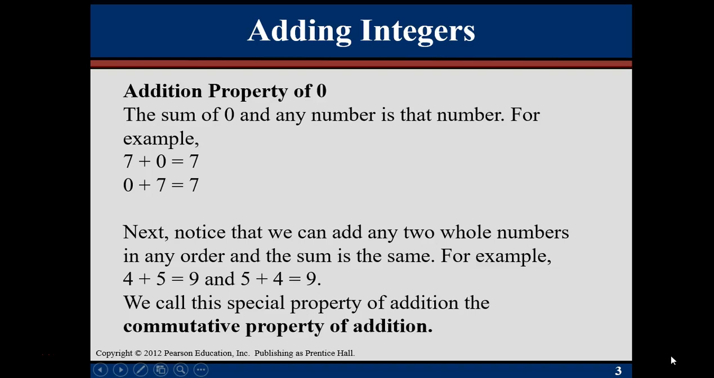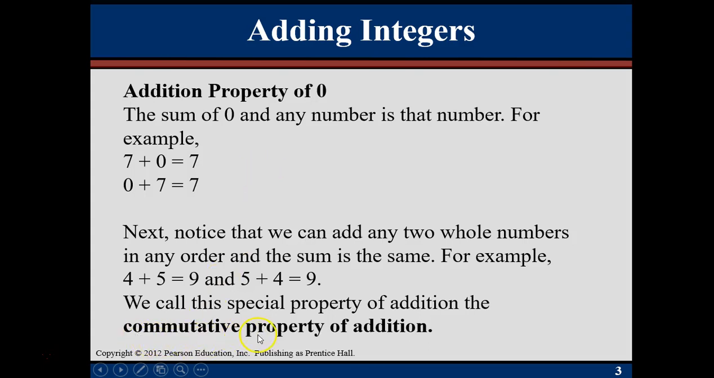One is the addition property of 0. You can add 0 all day long, as many zeros as you want, and we'll never change that number. So 7 plus 0 is 7, and 0 plus 7 is still 7. Notice that when we change the order here, the sum, the answer to an addition problem, didn't change.